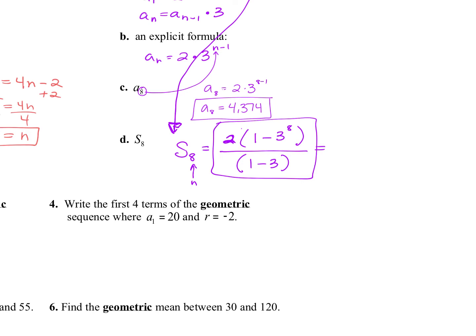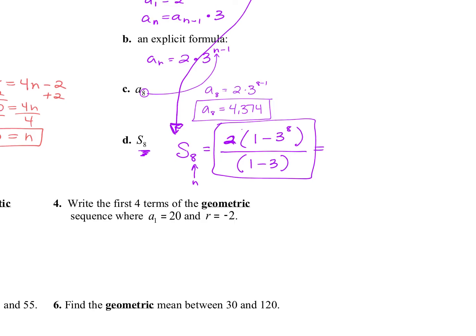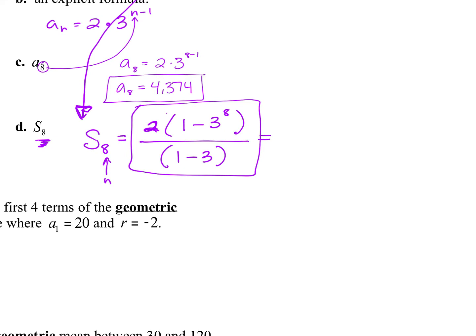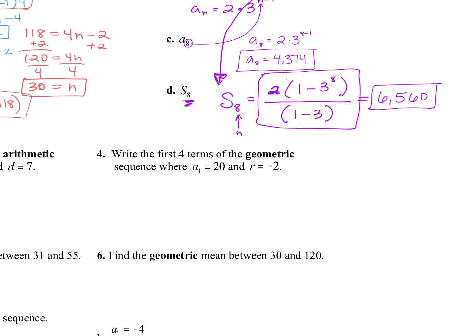Right, so this one, because we're not doing the sum to infinity, we're only doing the sum of 8 terms, then we use the finite formula. If we were doing the sum to infinity because it actually goes to infinity, then we would use the other formula. Yeah. Okay, sorry, what'd you get? 6,560? Hopefully. If you're not, talk to me. I can help you fix it.